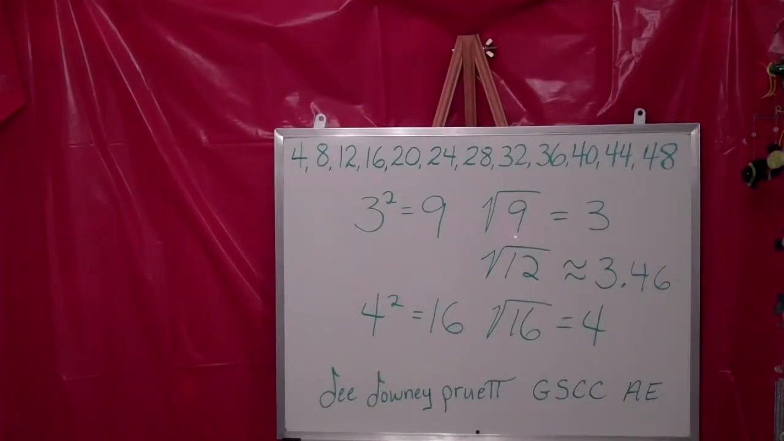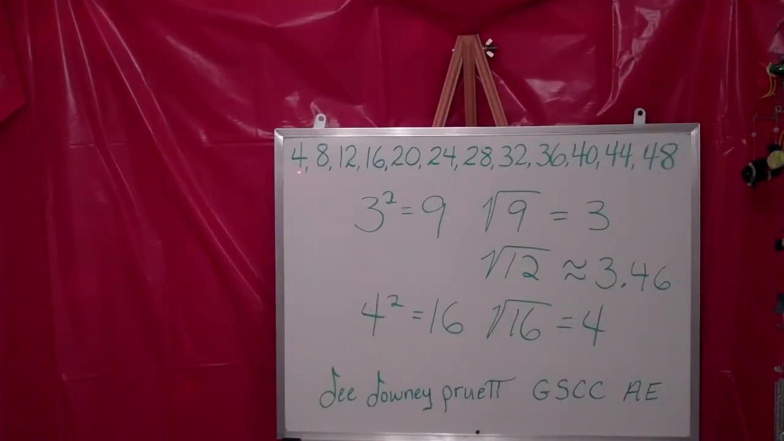The square root of 9 is equal to 3. The square root of 16 is equal to 4. The square root of 12 on the calculator is approximately 3.46 rounded to the nearest hundredth place. And so we see that the square root of 12 is between the whole numbers 3 and 4. And that means approximately equal to. That's rounded to the nearest hundredths place.